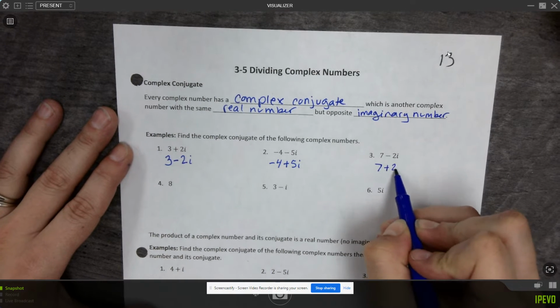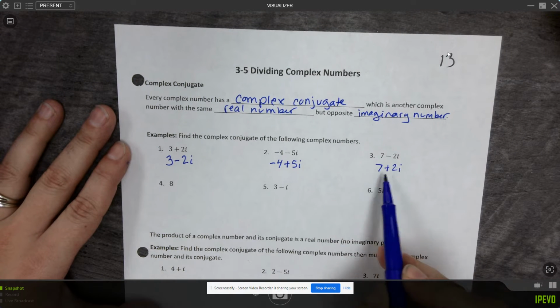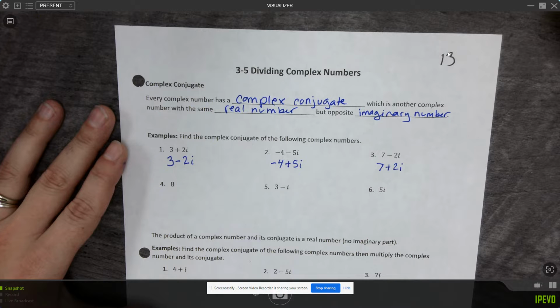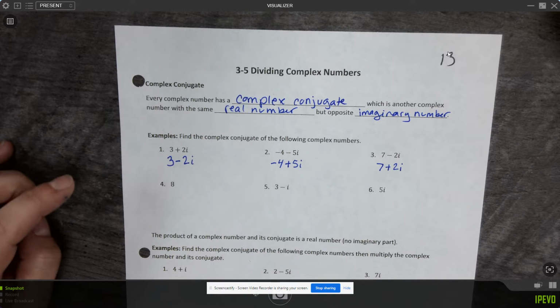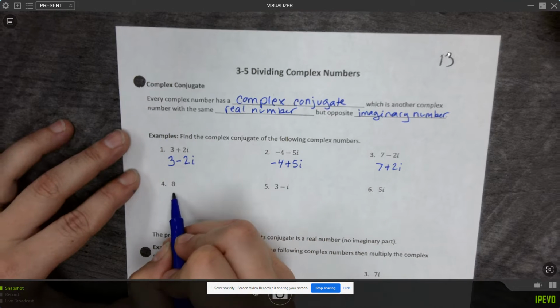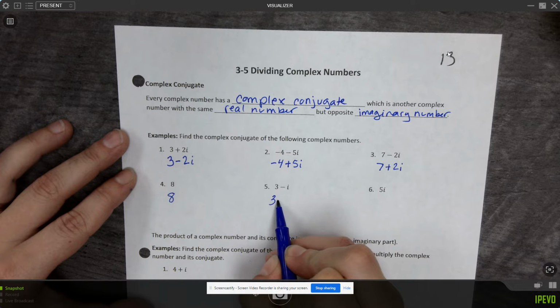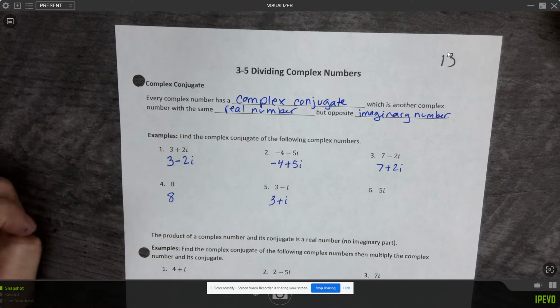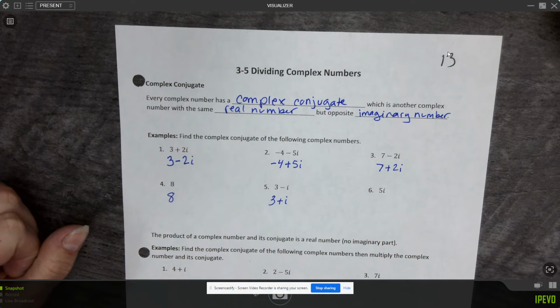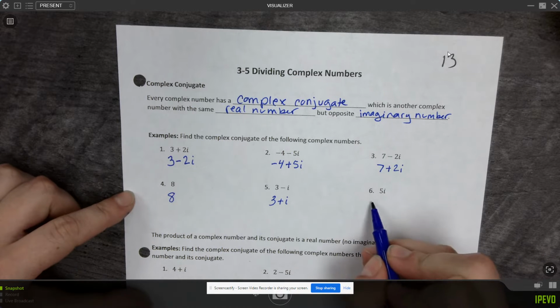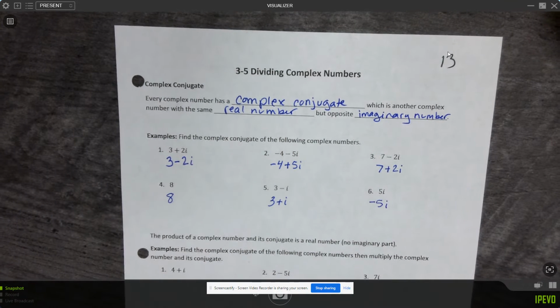7 plus 2i. You're just switching the sign in front of the imaginary part. Number 4 is just 8. The complex conjugate is still 8. 3 plus i. Number 6 only has the imaginary part, so we're going to just make that negative 5i. You're just switching the sign in front of your imaginary part. That is all the complex conjugate is.